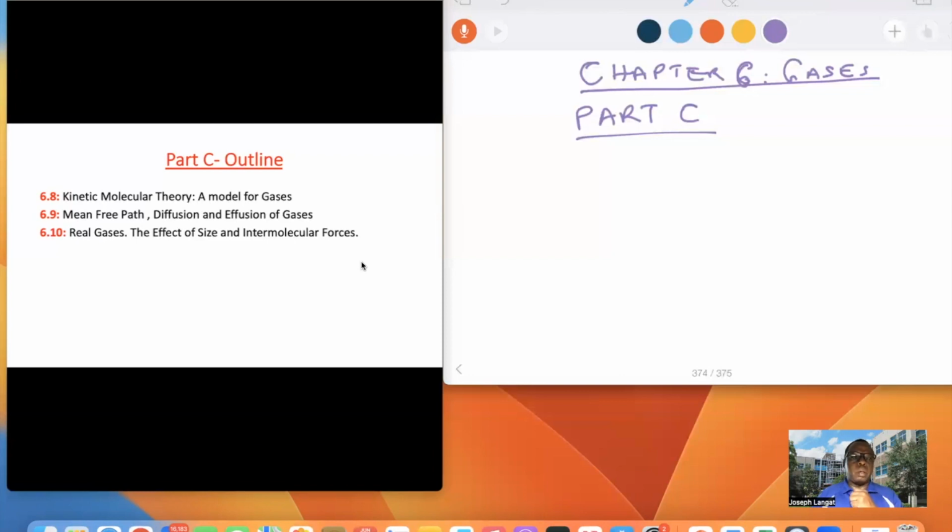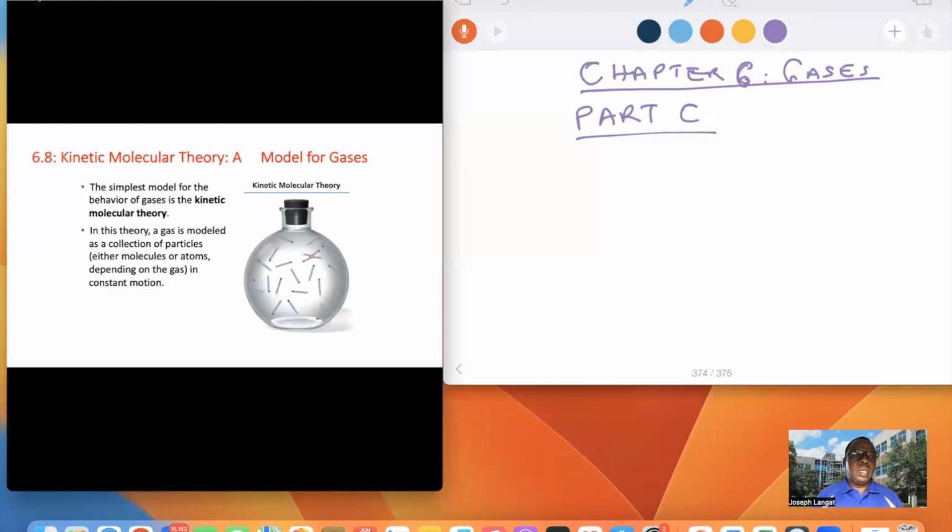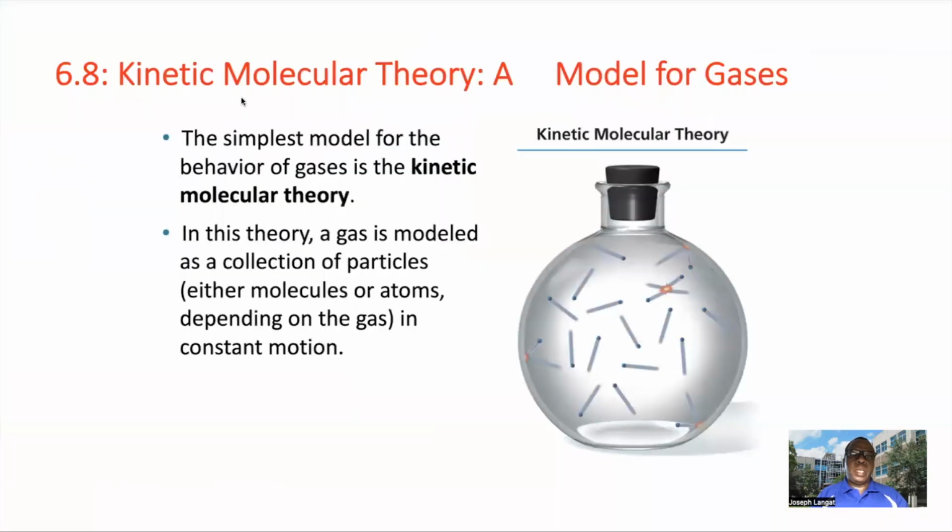In section 6.8, we look at the kinetic molecular theory of gases. What is kinetic molecular theory of gases? This is a theory or a model which explains the macroscopic behavior of gases, what we see, and it is used to explain the gas laws. We'll see later on how this model has been used in explaining Charles's law, Boyle's law, and Avogadro's law. It's the simplest model.